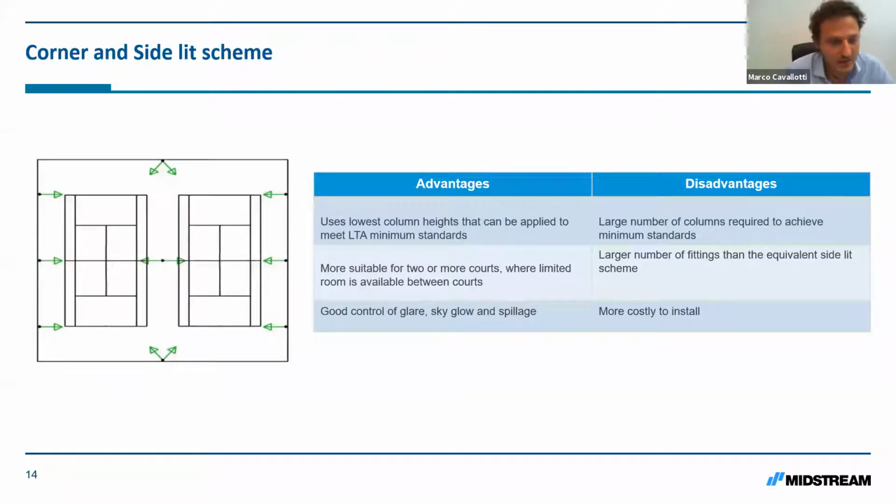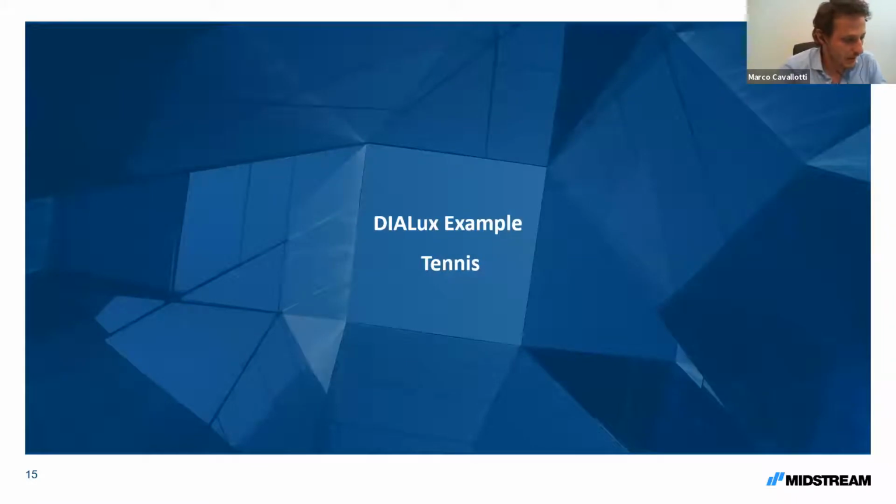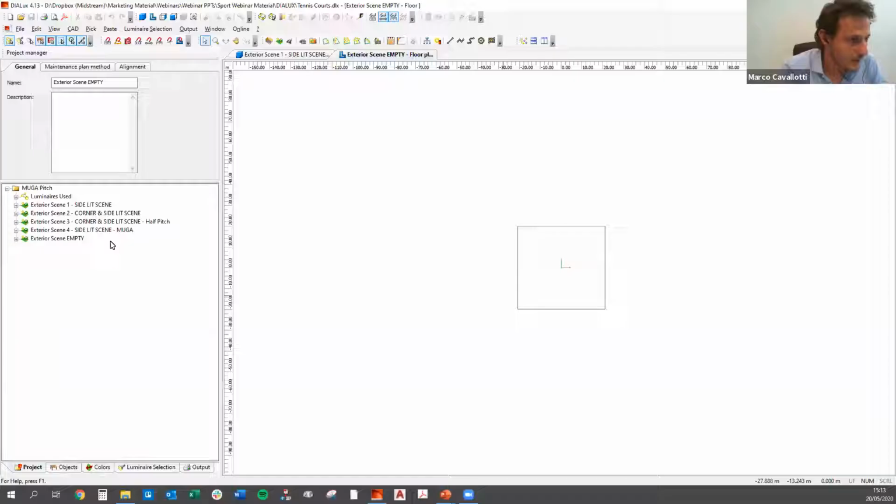The main advantage of this is that you can use one court at a time. It's easy to understand that you can turn off all the floodlights facing tennis court 2, and just keep on the ones facing tennis court 1. But I will show you in more detail in Dialux. So let's go on and open Dialux.